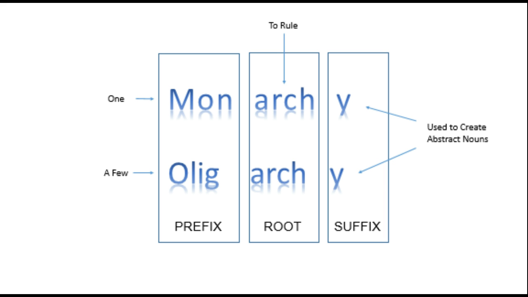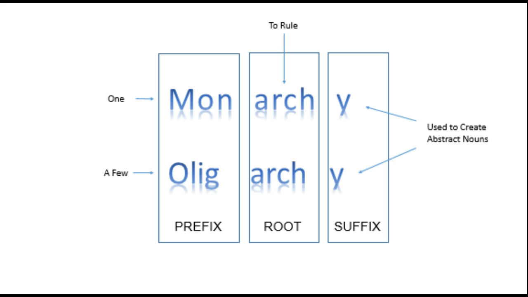The difference in meaning comes from the word's prefixes. Mono means one, while olig means a few. Hence, monarchy means the rule of one person, while oligarchy means the rule of a few people. The advantage of this method is that you can now transfer this knowledge to any number of words, rather than simply having memorized the meanings of these two discrete words.